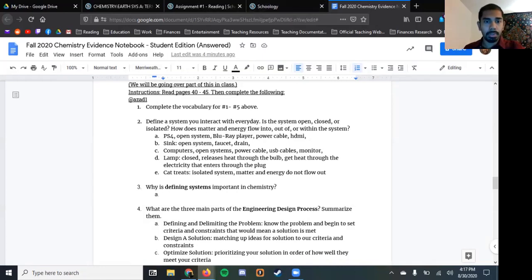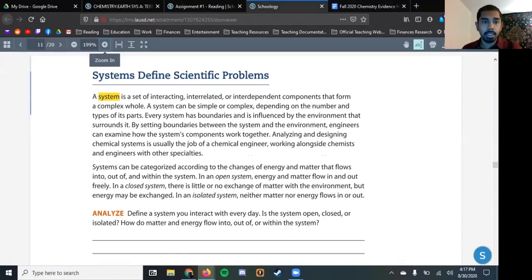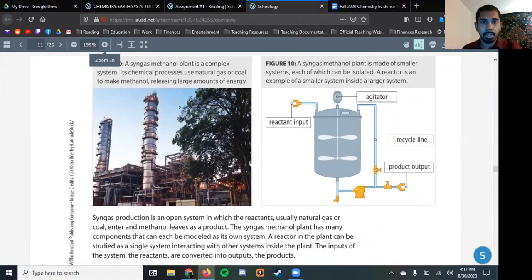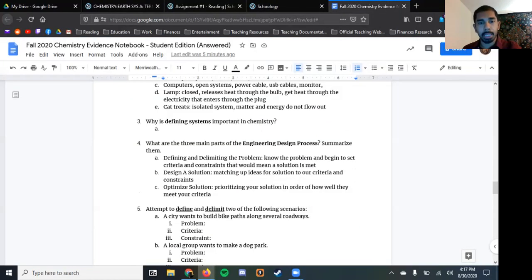So for number 3, why is defining systems important in chemistry? This is something I want you to think about. Really give it some thought. That's why this question I'm leaving blank, because I want to see your thoughts on this. Why do you think defining systems would be important in chemistry? A solid hint is located up here or down here with the synthetic gas production. But at the end of the day, it is your thoughts I am interested in.